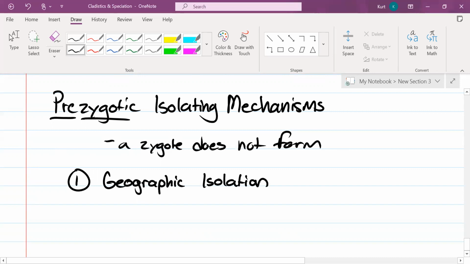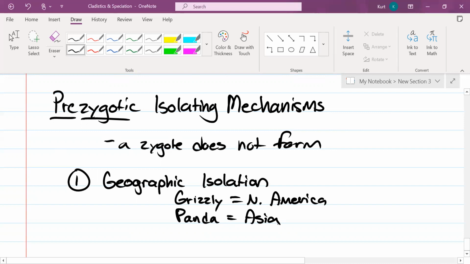So you guys have likely learned what a grizzly bear is and a polar bear. Well, they're both bears, right? Maybe they can reproduce with each other. Not happening, because a grizzly is found in North America. A panda is found in Asia. That's thousands and thousands of miles apart from each other. They're never going to meet. So that's going to prevent them from making offspring. It's just not going to happen.